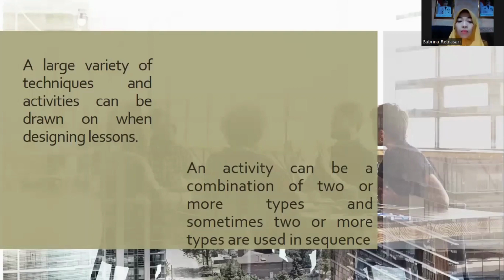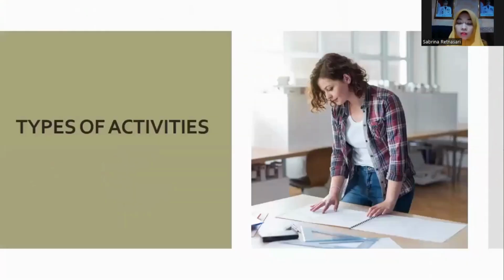An activity can be a combination of 2 or more types. For example, a guided activity involving pair or group work, and sometimes 2 or more types are used in sequence, such as an experience activity before an independent activity. Let me explain the types of activities.